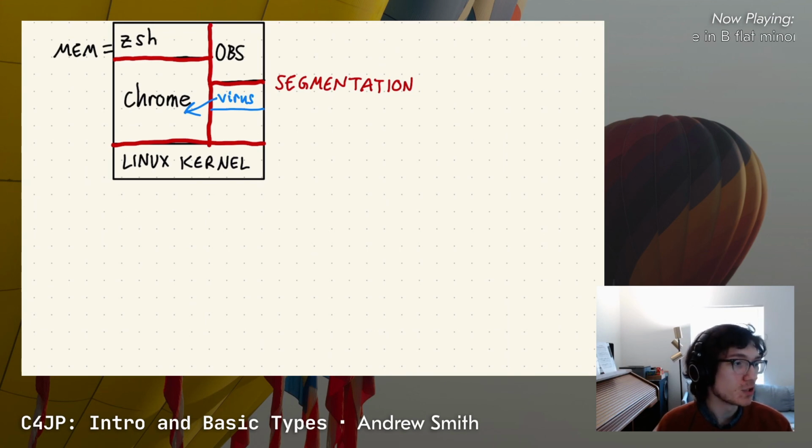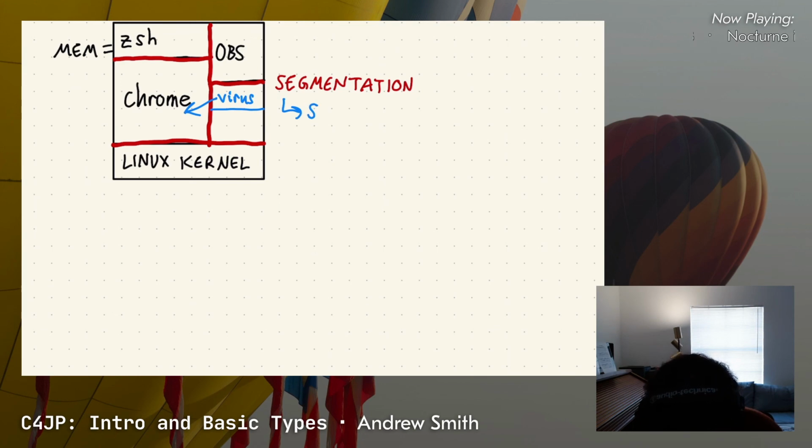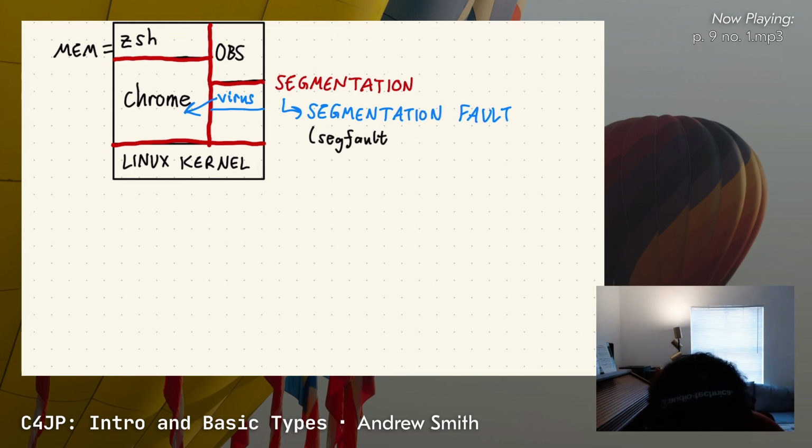So in the real world, assuming there are no security vulnerabilities, if my virus tried to access Chrome's memory to say, hey, give me your password, the Linux kernel would say, absolutely not, you cannot do that. You violated my memory segmentation. And as a result, you are going to get something called a segmentation fault. Now I will note, you often hear these referred to as seg faults, just for short. That's the term I'm going to use. Seg fault. It's not French. There we go.